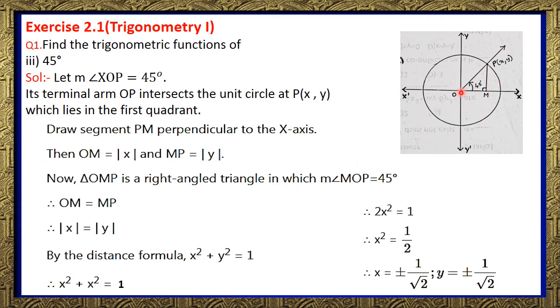Now by using the coordinates of the origin O and coordinates of P, we have the distance formula x square plus y square is equal to 1, that is x square plus x square equal to 1 because x and y are equal. So 2x square is equal to 1, then x square will be obtained by dividing by 2, 1 upon 2, and x is equal to plus or minus 1 upon root 2. Then substituting this value in this equation, we will get y is also equal to plus or minus 1 upon root 2.